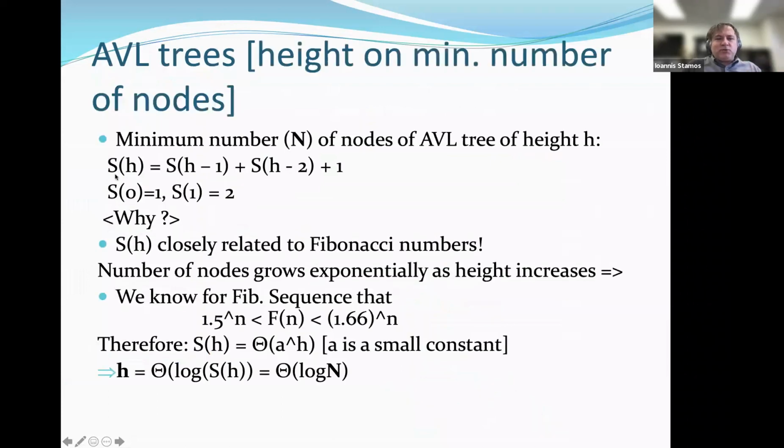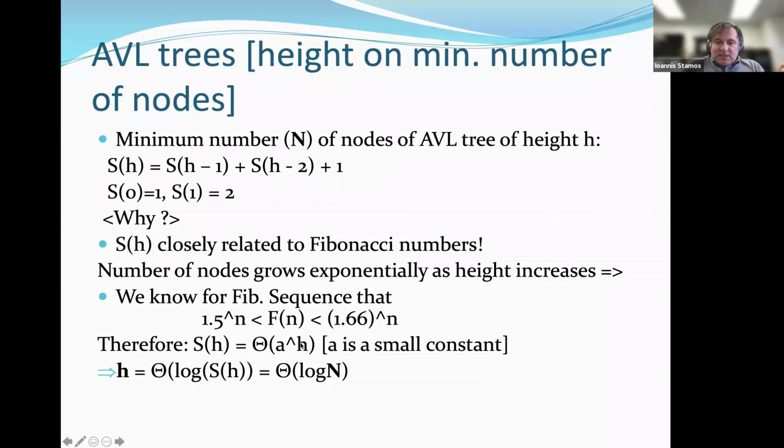If you write down the equation, S of h equals S of h minus 1 plus S of h minus 2 plus 1. This is basically the Fibonacci sequence, and we know that it's some kind of an exponential. We know that f of n is approximately a constant to the n. So S of h, the minimum number of nodes, is approximately a constant to the h power. So the number of nodes is exponential with respect to the height.